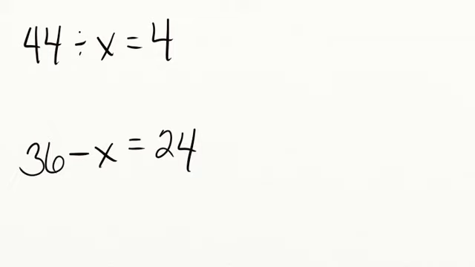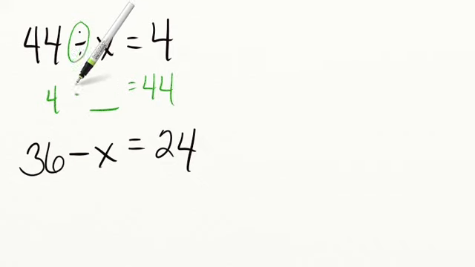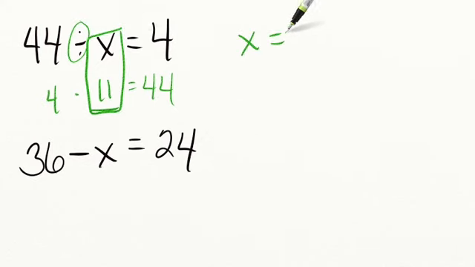Let's solve. 44 divided by what equals 4? Well, the opposite or inverse of division is multiplication. So 4 times what equals 44? Well, 4 times 11 equals 44. So we know that x equals 11.